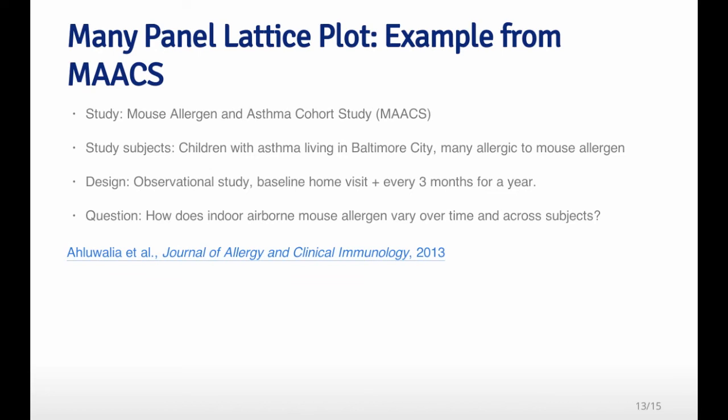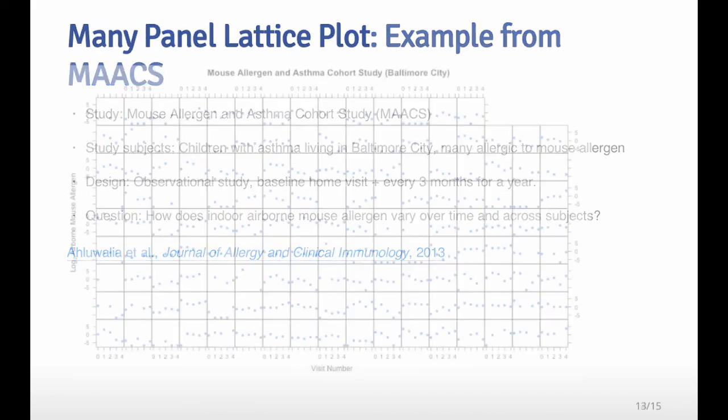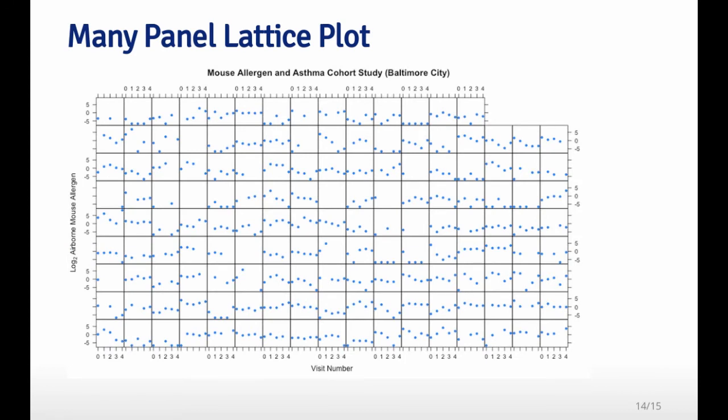So there are going to be 750 data points here that we want to look at. And so what's a compact way to do that? Well, actually a very easy way to do that is to use xyplot and use a multi-panel lattice plot. And so that's what we've done here. You can take a look at the data, and these are all the subjects in the study, and this is all of their airborne mouse allergen levels. Well, it's the log of their airborne mouse allergen levels.